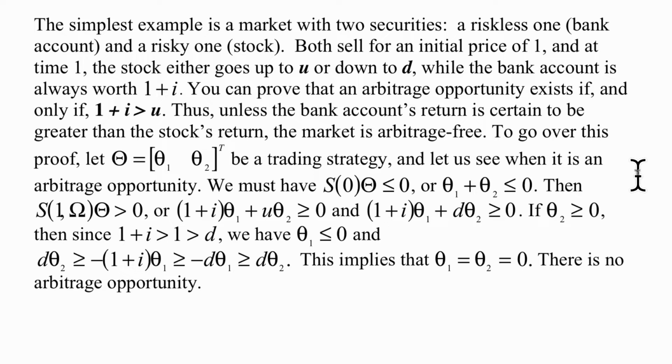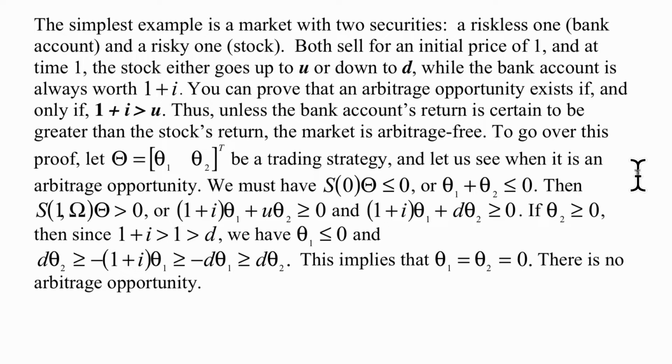And at time 1, the stock either goes up to U or down to D, while the bank account is always worth 1 plus I. You can prove that an arbitrage opportunity exists if and only if 1 plus I is more than U. Thus, unless the bank account return is certain to be greater than the stock's return, the market is arbitrage free.